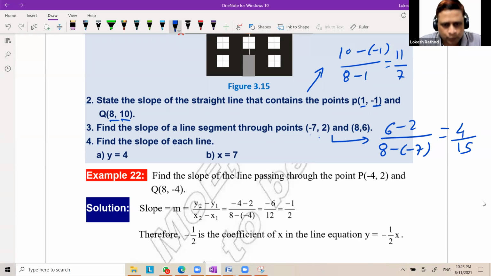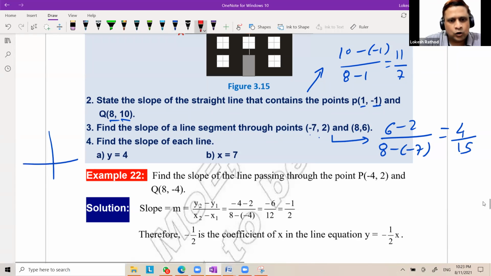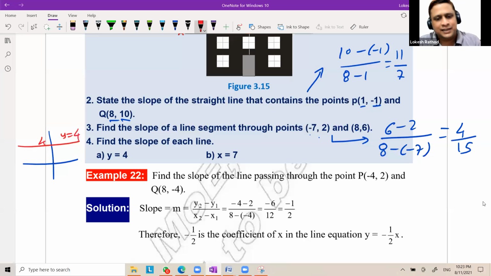Right. Slope of the line y equal to 4. So what is y equal to 4? Y equal to 4 is this line, a horizontal line. This is the point 4, and this is y equal to 4. And the slope of a horizontal line is what? 0. So the answer is 0. And what is the slope of x equal to 7? X equal to 7 is what kind of line? Vertical line. And its slope is undefined, not defined.